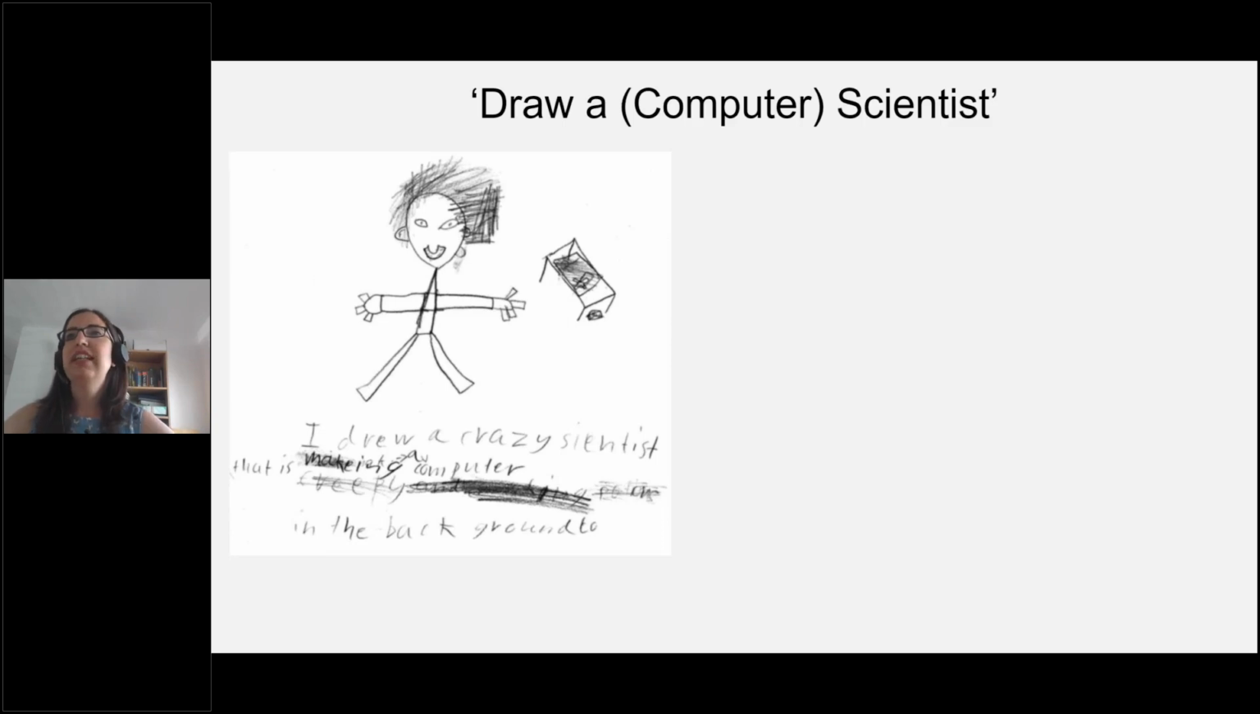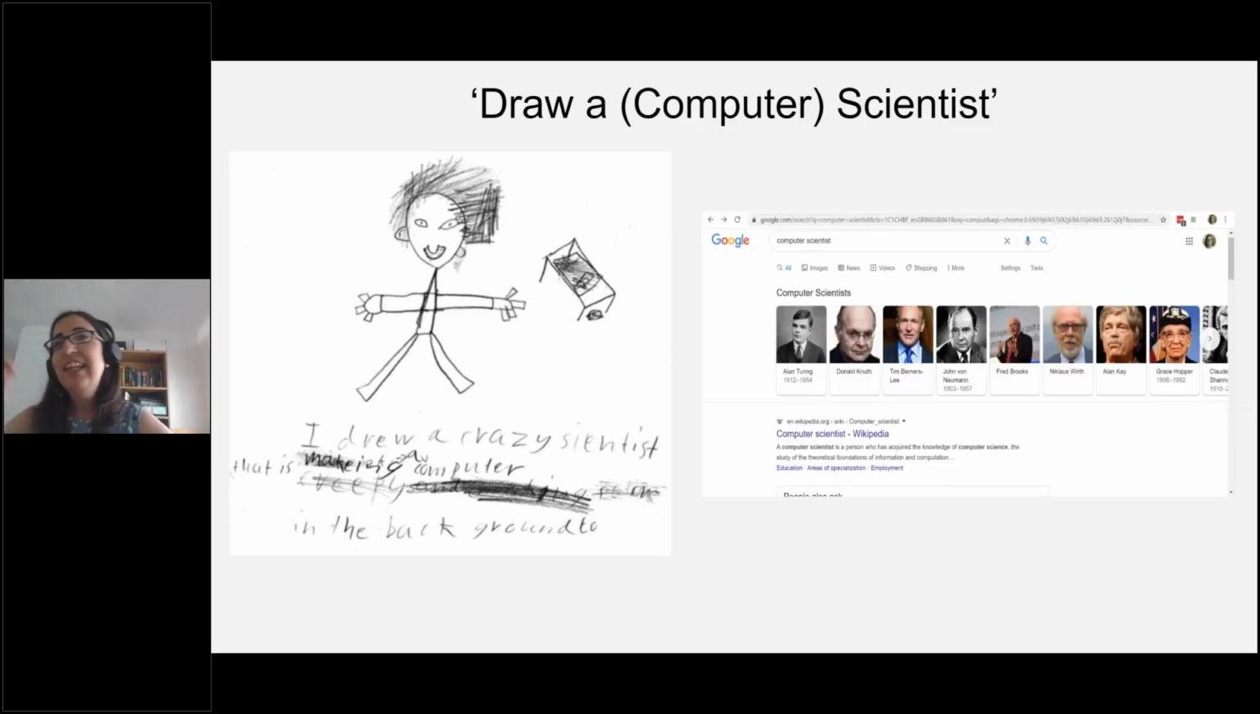And just for fun, I did a Google search of computer scientist, and this is what came up. So what you can see is that the first 7 pictures on my screen, hopefully you can see, are all white males. The 8th one is a woman, and then if you go along a bit further, there's maybe 1 or 2 more women. So this really kind of backs up this stereotype that computer scientists are white males usually.